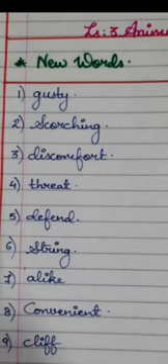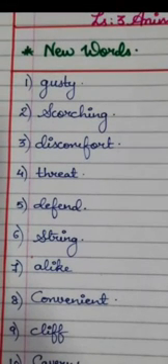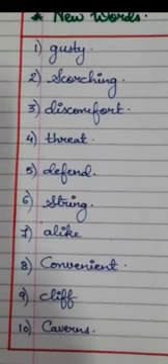Fifth one, defend. Defend means to save someone or to protect, you can say. Defend. I repeat, defend. Sixth one, string. Now, what is the meaning of string, children? Thin rope, you can say. Patla rassi. String. String.